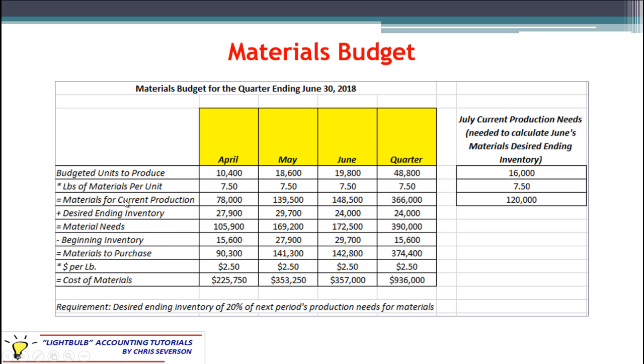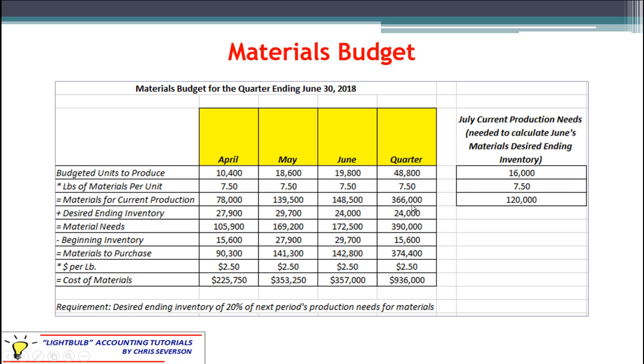Now, this tells us that just for the production goals, which remember included not only sales, but whatever we wanted to end up with as desired ending inventory. So these are the units we have to produce, and that means we're going to have 7.5 pounds for each of those units, which gets us obviously quite a bit of a higher number. 78,000 pounds of plastic for April, 139,500 pounds for May.